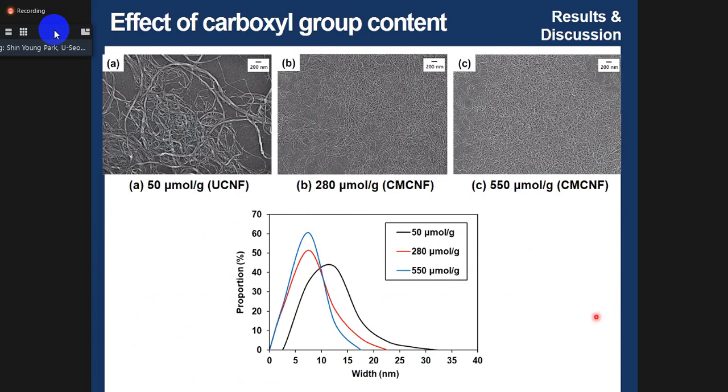Now we will see the effect of the carboxyl group content of the CNF. These are the SEM images of CNF with different carboxyl group content, and the graph shows the fiber width distribution of each CNF. It is already known that pulp fibers with a higher carboxyl group content result in CNF with narrower fiber width. As shown in this figure, CMCNF had narrower fibers than UCNF, and higher carboxyl group content of CMCNF led to more uniform fibers, which corresponded to previous research.